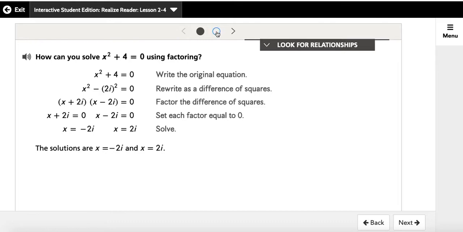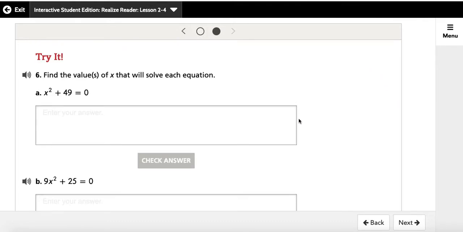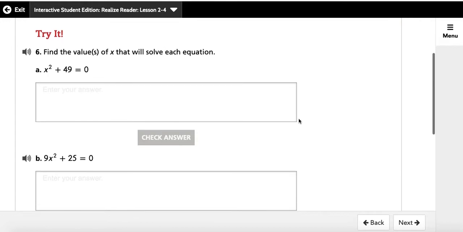Okay? Let's see what they have for us to try. Two problems. I'm going to try to show you a different way, but give these a shot and come on back when you're ready.